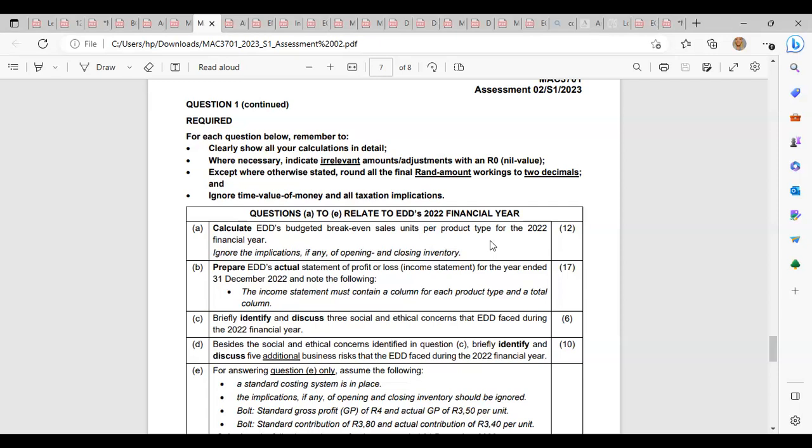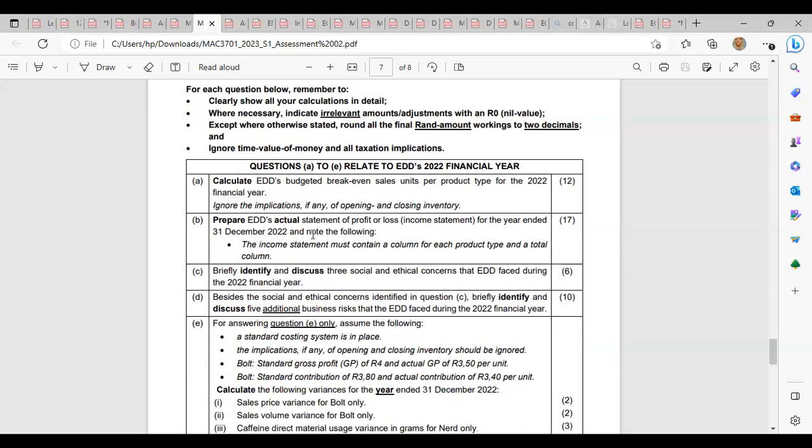All right. So when they say break-even sales units per product type, it gives us an idea that we are dealing with more than one product type here, so keep that in mind. Then we need to prepare the actual statement of profit or loss. This is very simple; after the calculations we do in A, we will be well geared up for it.